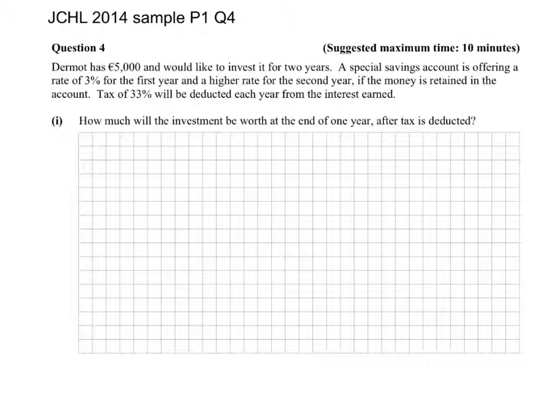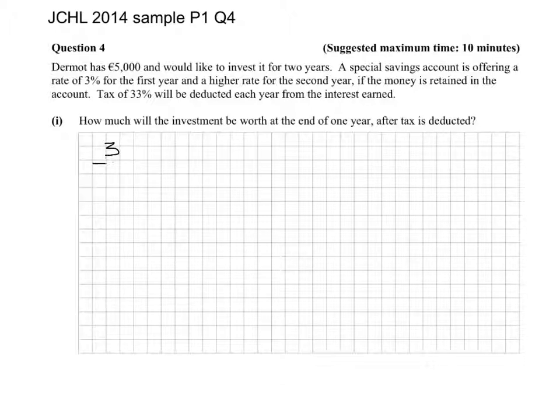The first part is only interested in the first year. So an interest rate of 3% in the first year, and there's also a tax of 33% deducted from the interest actually earned. So in this question, you're really just having to do a basic percentages process to find out how much tax is due, how much interest is due, and then you sort out the tax afterwards, rather than using the compound interest formula for doing several years in one go.